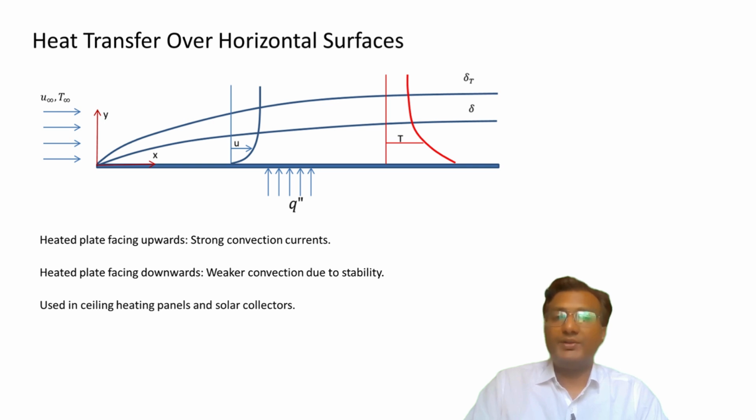Understanding how orientation affects convection helps engineers to design systems that maximize the heat transfer for specific configurations. By leveraging these differences, we can optimize passive thermal management in buildings or devices. So let's look at natural convection in enclosures in the next slide.